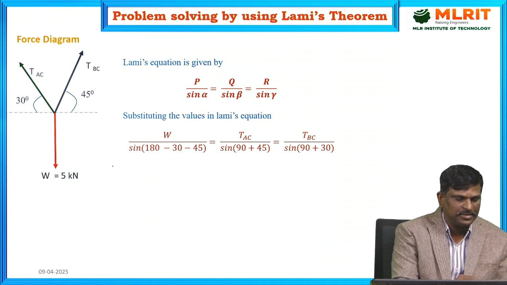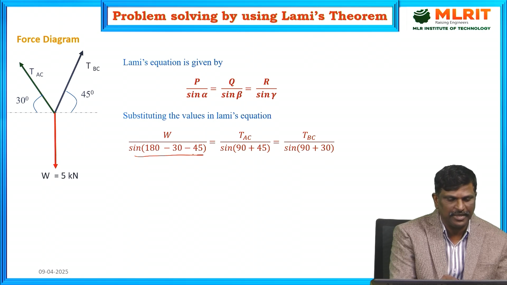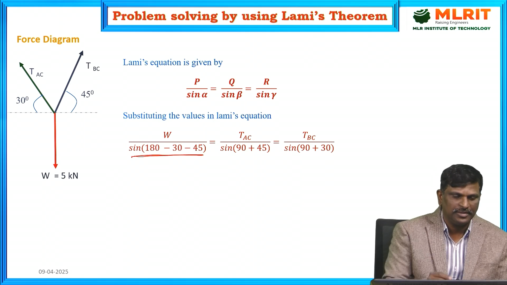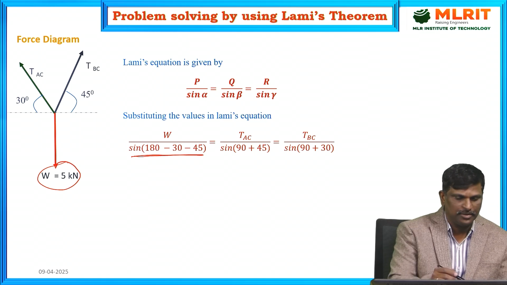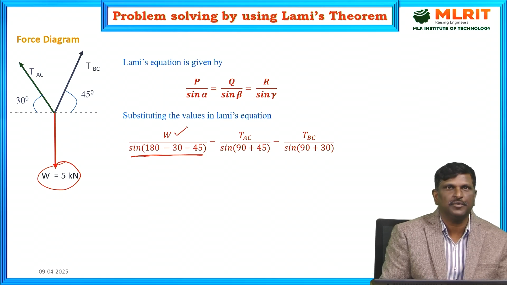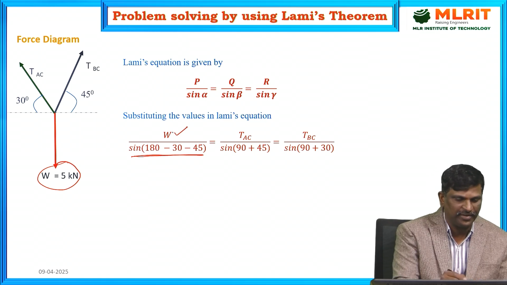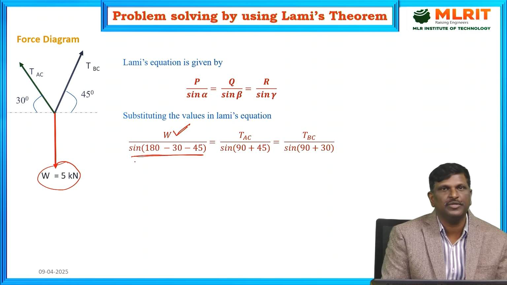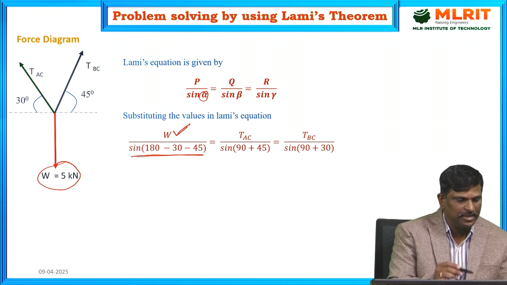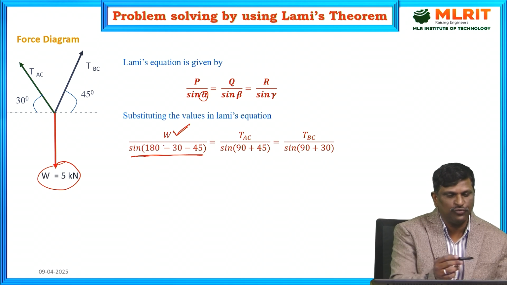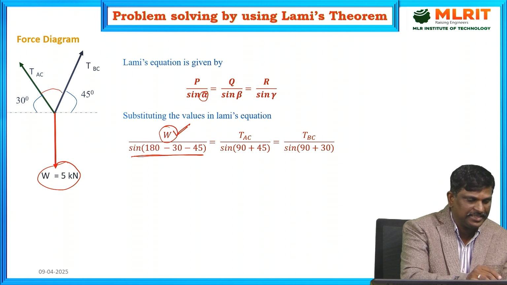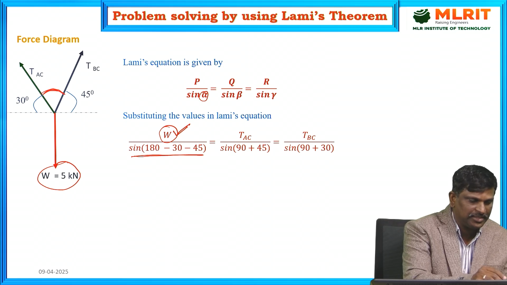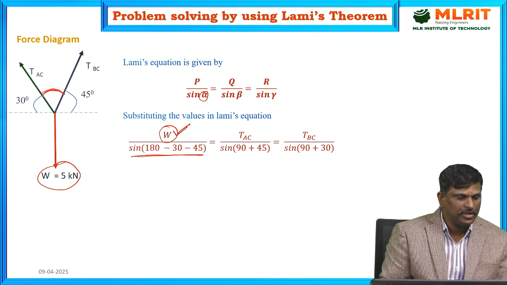W by sine of the angle between the other two forces. If you consider W as one force, in place of P, I am taking weight. So, 5 kilonewtons divided by sine of angle between other two forces. If I consider W, I need to consider the angle between TAC and TBC.